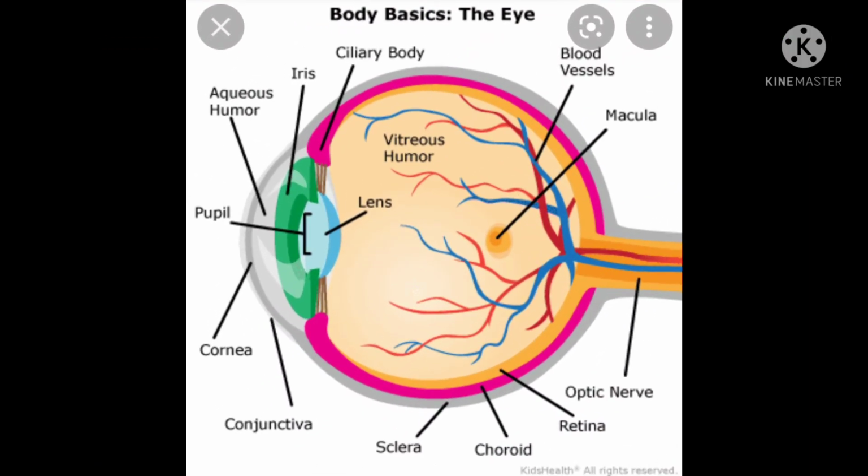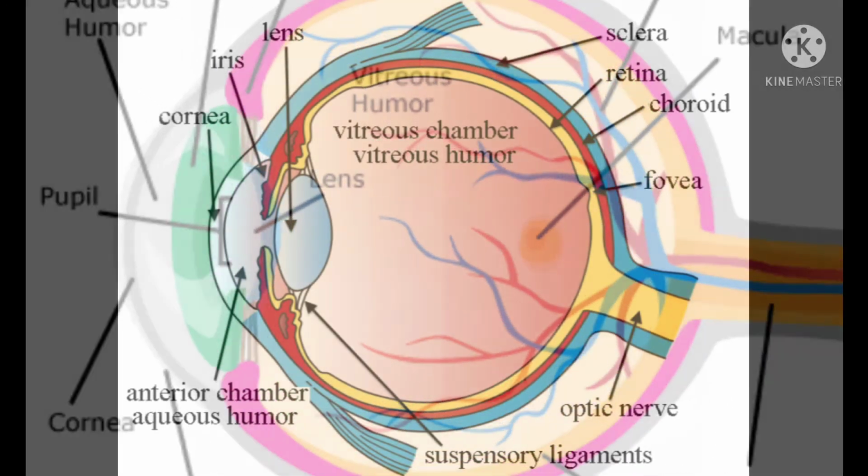The iris is a thin and colored partition at the junction of the sclera and cornea. The pigment in the iris determines the color of the eye. The central aperture of iris is called pupil. Depending on the intensity of the light, the size of pupil is regulated by the smooth muscles of the iris.